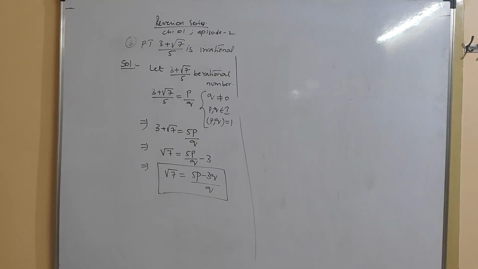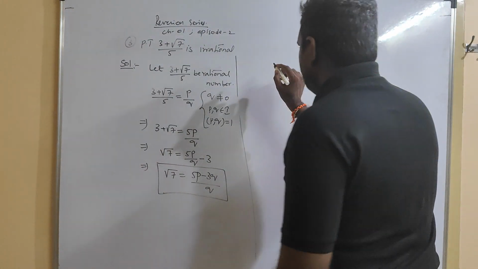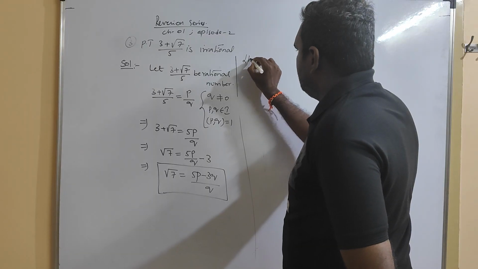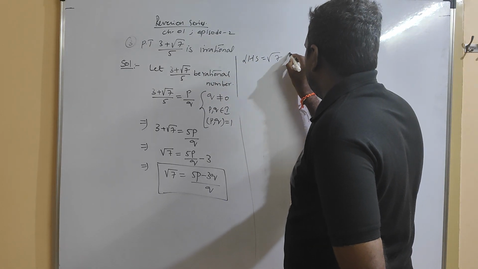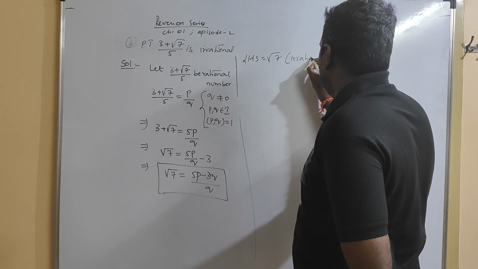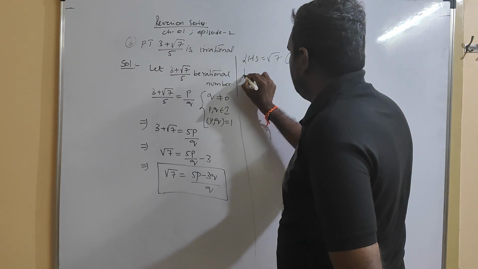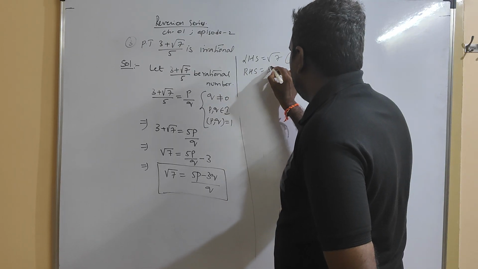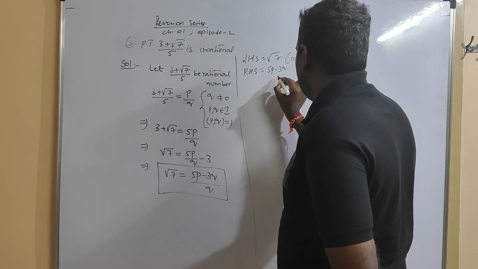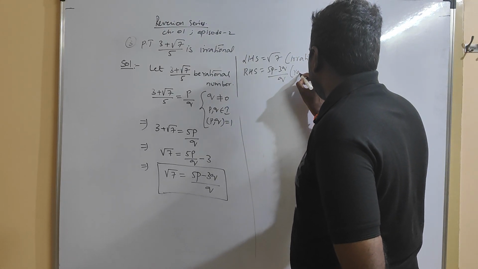See, if this kind of problem is given, in the question only they will give: prove that 3 plus root 7 by 5 is irrational, comma, root 7 is irrational. Or else you know that root 7 is irrational. Now see how I will do it. LHS is equal to root 7, that is irrational. RHS is equal to 5p minus 3q by q. This is rational.